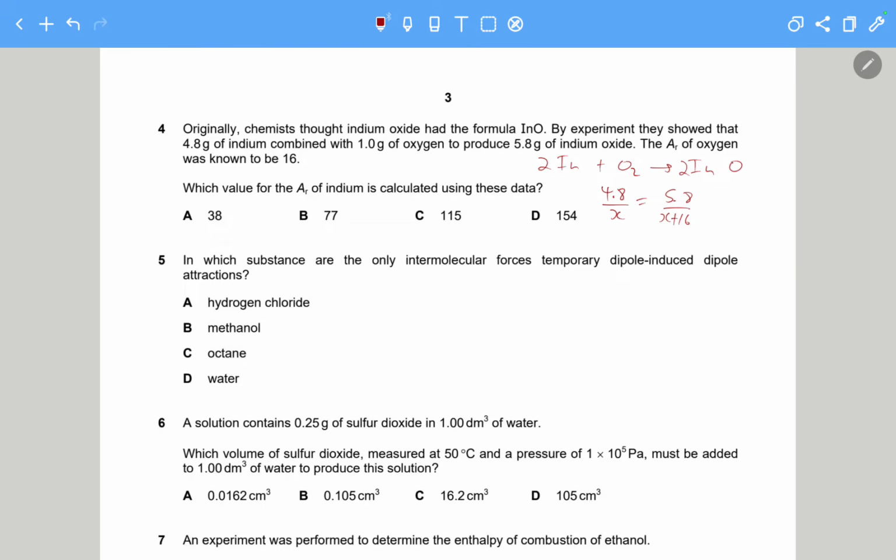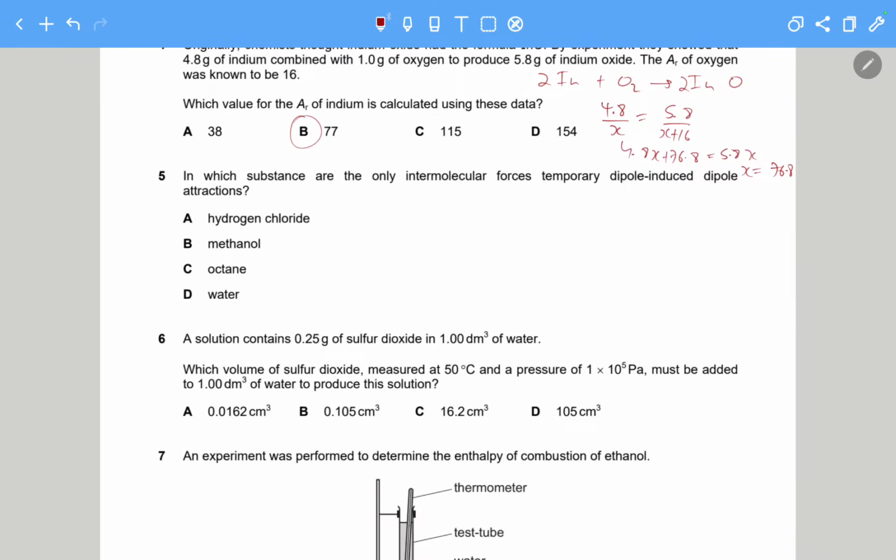And from this we can get an expression linear in x, and that can be used to calculate x. So we get 4.8x plus 76.8 is equal to 5.8x, and this gives x is equal to 76.8, and the closest to this value is 77 here, so that's what we will go with.